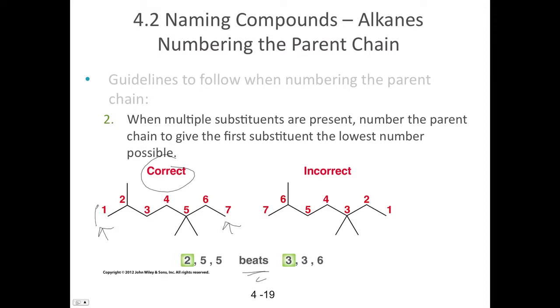You obviously start numbering from this side, because this methyl is closer to this side. The 2 here is closer to this side than anything on the other side. If you were to start numbering from the other side, your closest substituents, even though you have 2 of them, would be at the 3s. Even though there are 2 methyl groups at 3, the lower number wins. That's as simple as it is. As far as I know, there's no caveat to that.